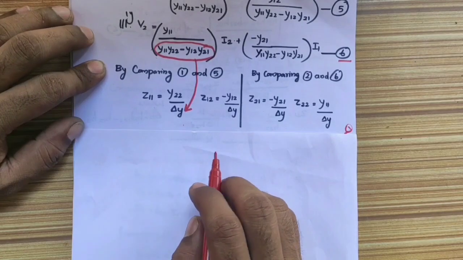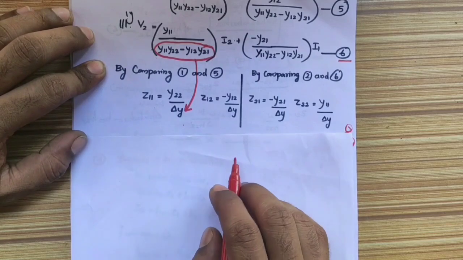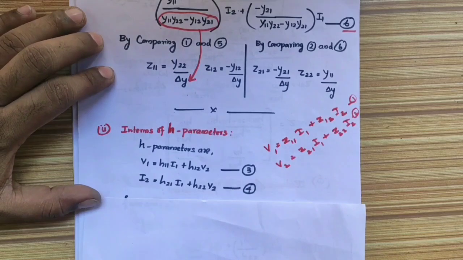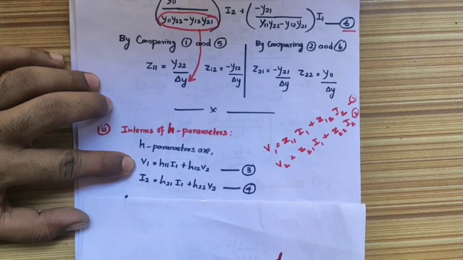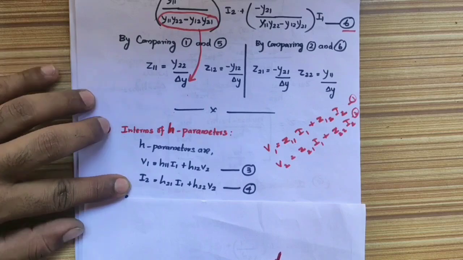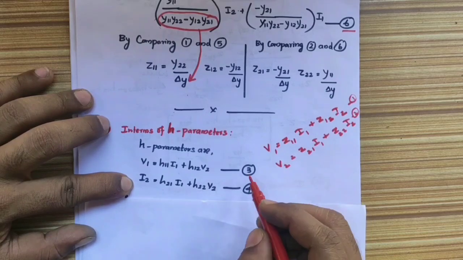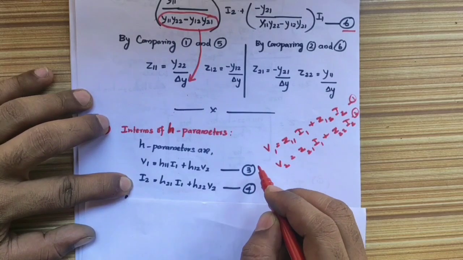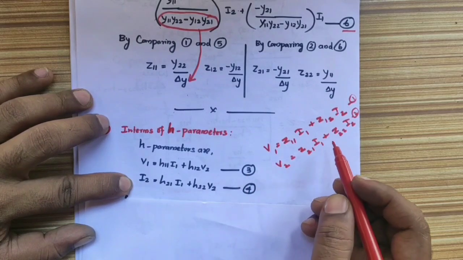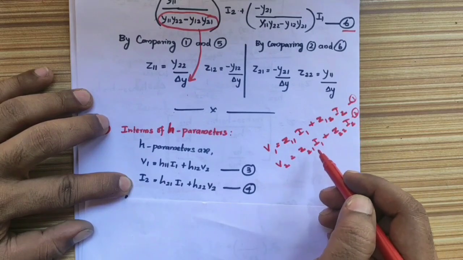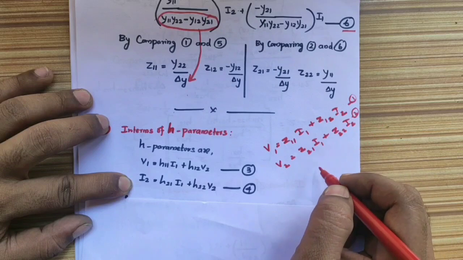Next, we are going to derive the same Z parameters in terms of H parameters. For that, I have taken the H parameter equations. They are V1 equal to H11 I1 plus H12 V2, and I2 equal to H21 I1 plus H22 V2. I am taking these two equations as equation number 3 and 4, and for our reference, I have written equation number 1 and 2, which are the Z parameter equations.